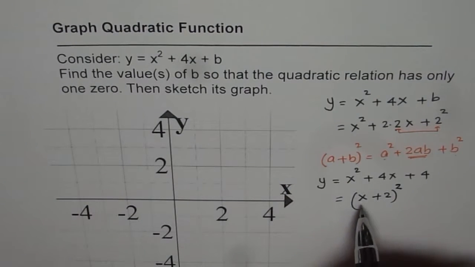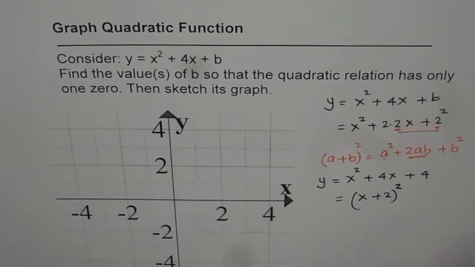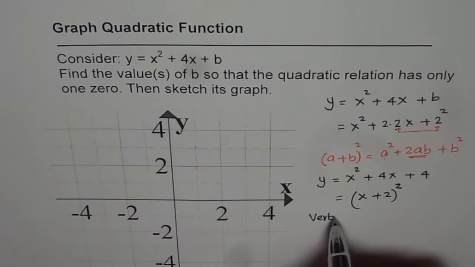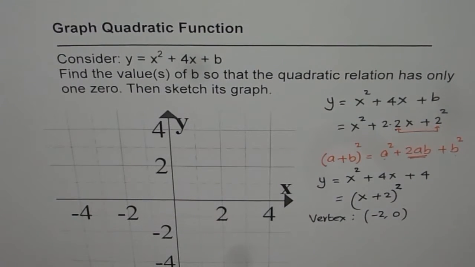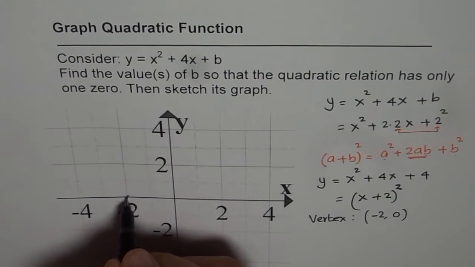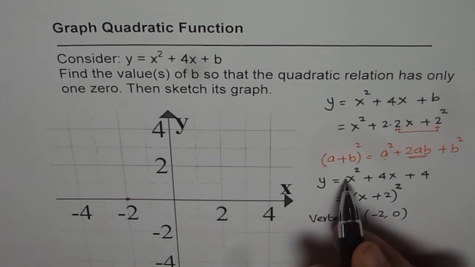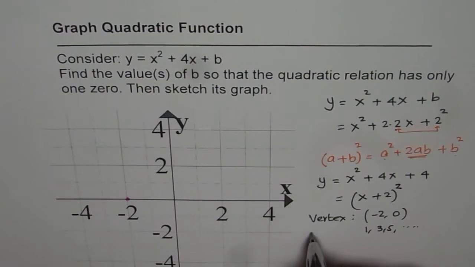That means our parent function x square is shifted 2 units to the left, right? This is going to be 0 for x equals minus 2. So here we know that the vertex is at x equals minus 2 and y value of 0. So we can write down the vertex is here, minus 2, 0. Now the step factor a is 1, therefore the steps are 1, 3, 5, 7 and so on. So these are the steps for us to sketch our parabola.